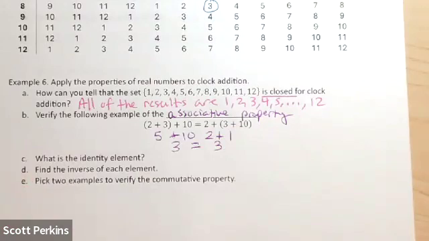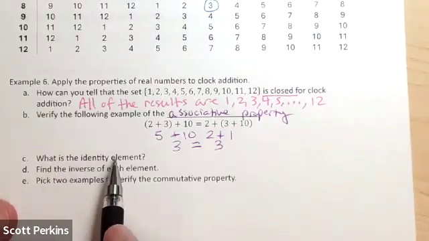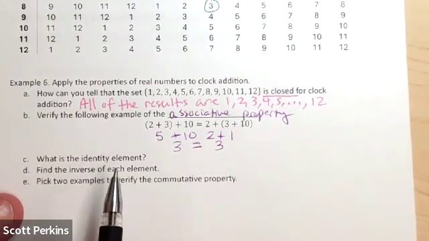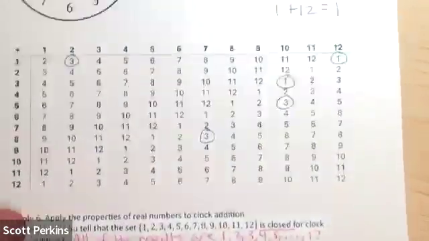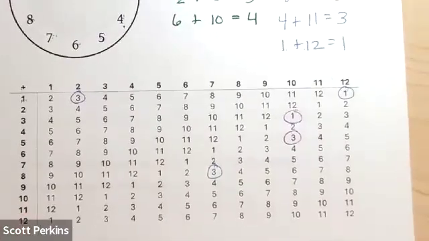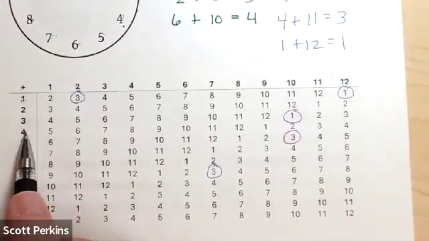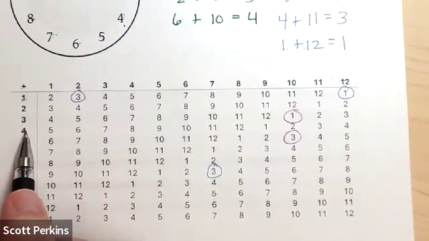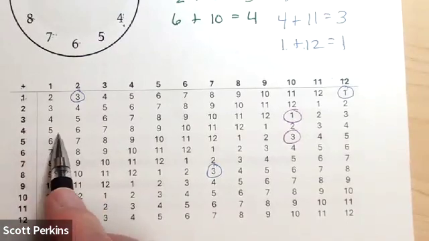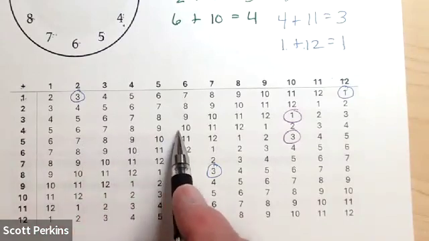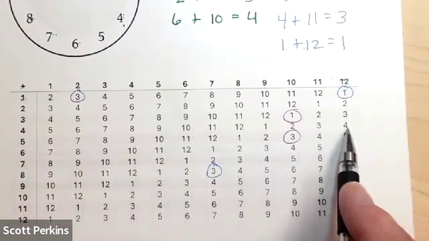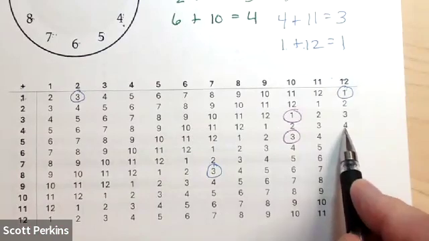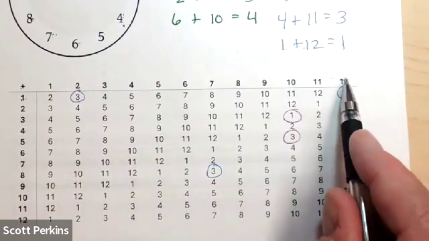Looking at the table, what's the identity element? What is the element that every time I add it, I get the thing that I started with? So let's look at this. Here's the number 4. What do I add to the number 4 so that the result is 4? Well, let's go across. When do I see the result of 4? All the way at the end over here, and that is when I add it to 12.